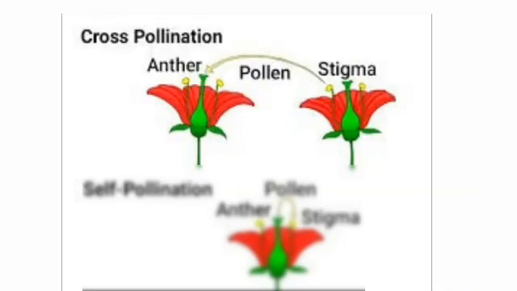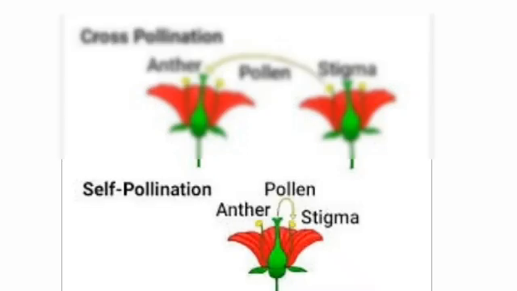Cross-pollination. The transfer of pollen grains of a flower to the stigma of another flower of a different plant of the same species is called cross-pollination. Next, self-pollination. The transfer of pollen grains from the anther of a flower to the stigma of the same flower is called self-pollination.